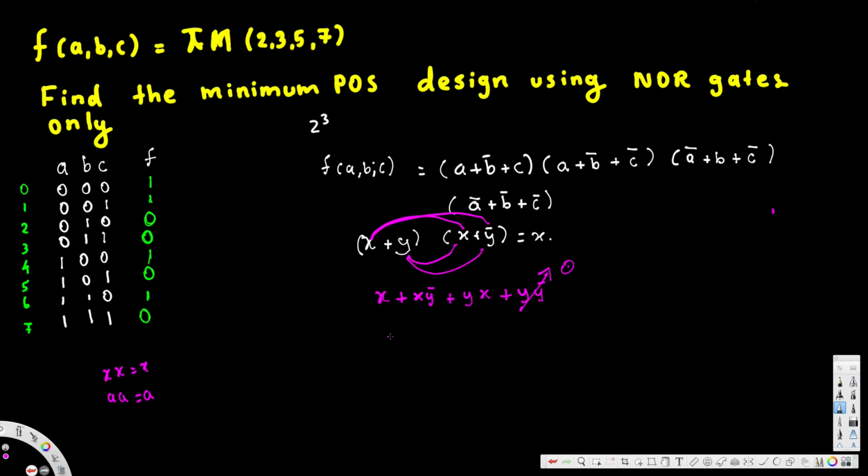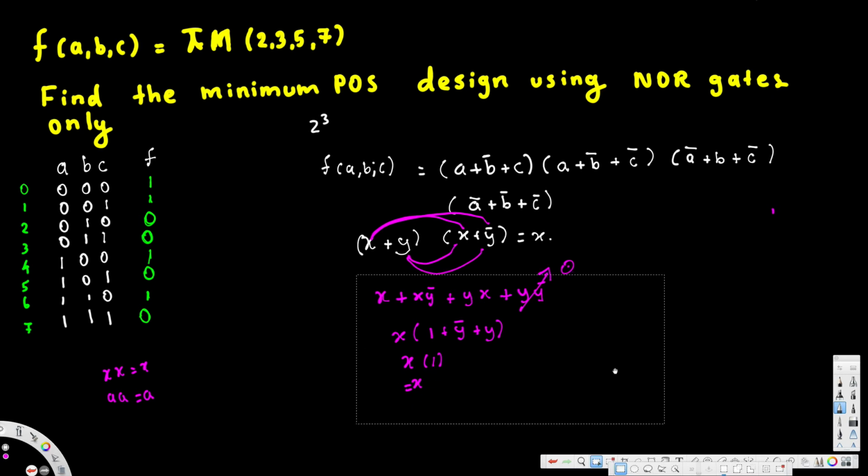So this is 0. And if we take x common, we are going to have 1 plus y bar plus y. Since we have a 1 in an OR gate, in an OR gate we just have to have 1 in order to get a 1. So this means if one term is 1, the whole thing is going to be 1. So this is going to be just x. So this is the proof for this one. Okay. Now we are going to use this one.